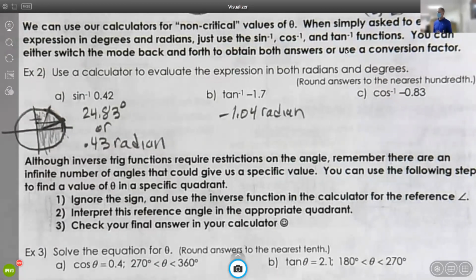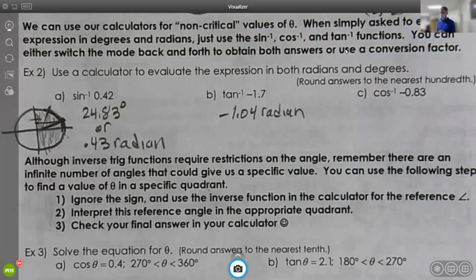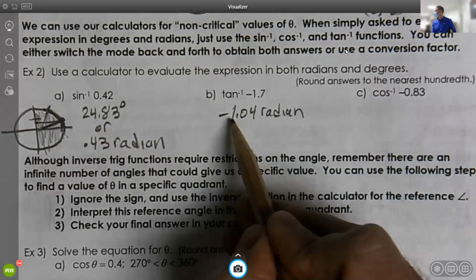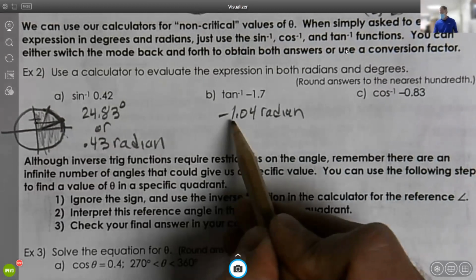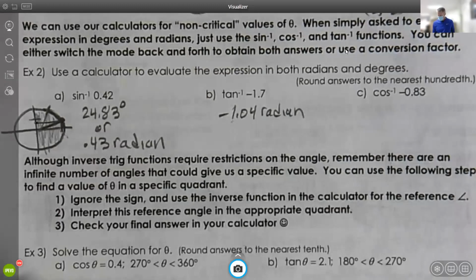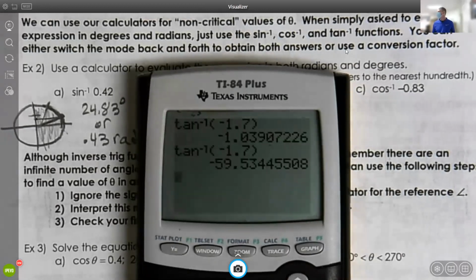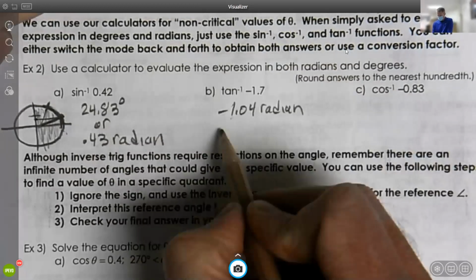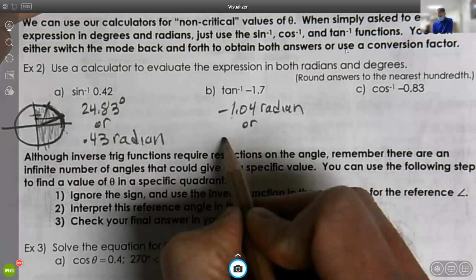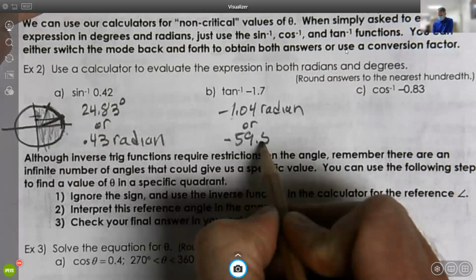How do I know it's a negative answer? Because your tangent is a negative number. That -1.7 is going to put you in the negative area. So you're going down more than 57 degrees. You see that? 1 radian is about 57.2 degrees. So this is more than that. So let's switch it over to degree mode. And when you recalculate that, there's an answer that is more than 57 degrees, or is it less? However you want to say that. -59.53 degrees.